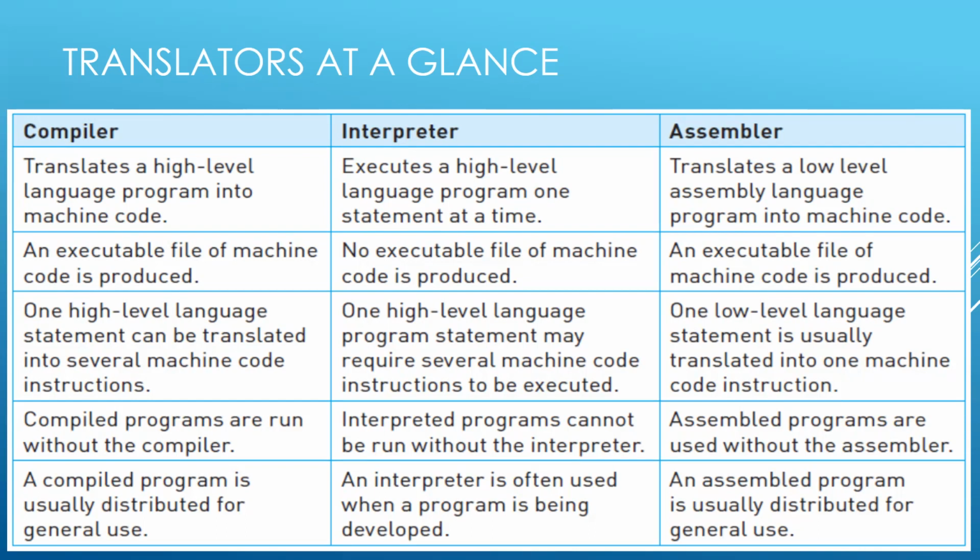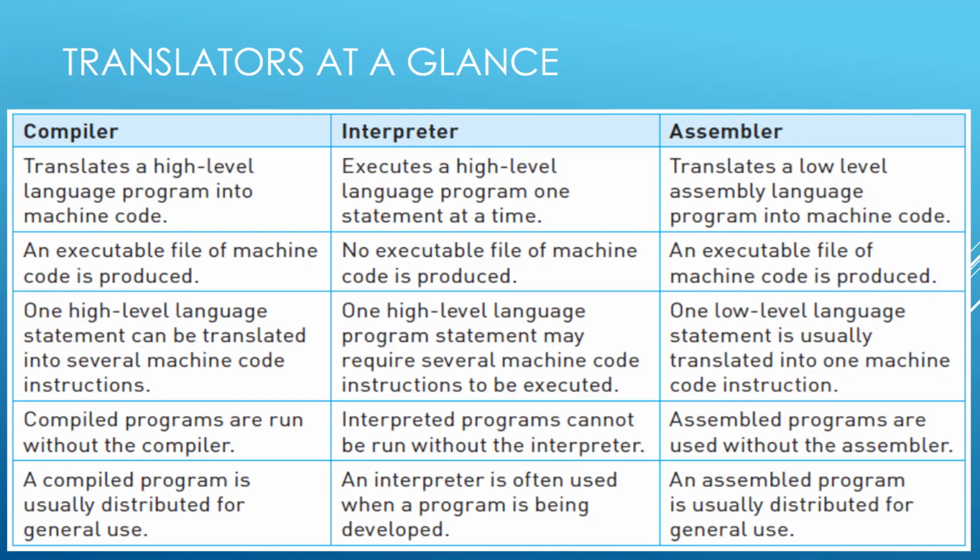Interpreter executes a high-level language program one statement at a time. No executable file of machine code is produced. The second point is no exe file is produced. Now, third point is one high-level language program statement may require several machine code instructions to be executed. The fourth point is interpreted programs cannot be run without the interpreter, the same as we discussed right now.